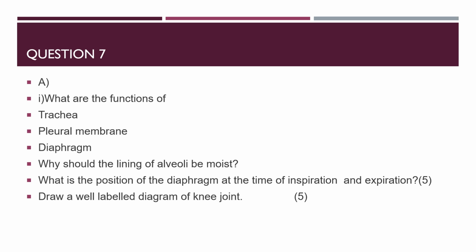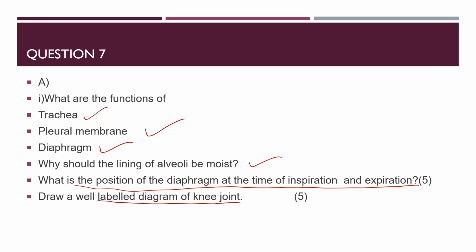Now this is question number 7 and almost the last question of this slide, this video. What are the functions of trachea, pleural membrane and diaphragm? Why should the lining of alveoli be moist? So why should the inner lining of alveoli be moist? What is the position of diaphragm at the time of inspiration and expiration? So what is the position of diaphragm at the time of inspiration and expiration? And draw a well labeled knee joint diagram.